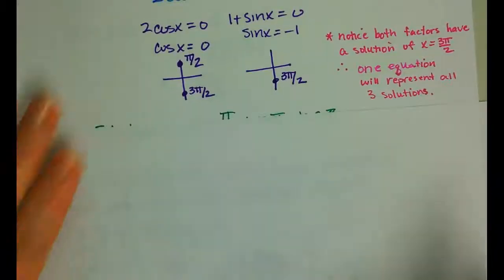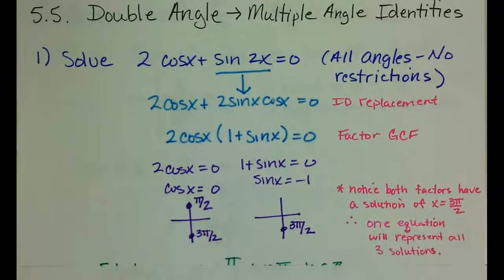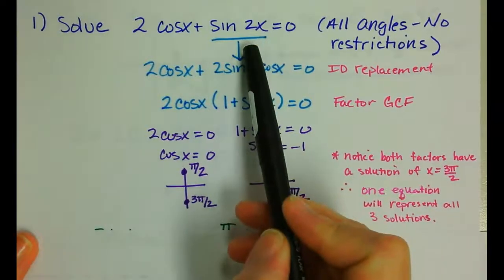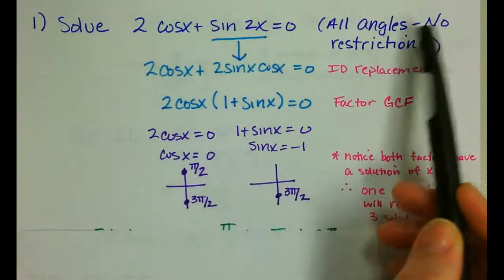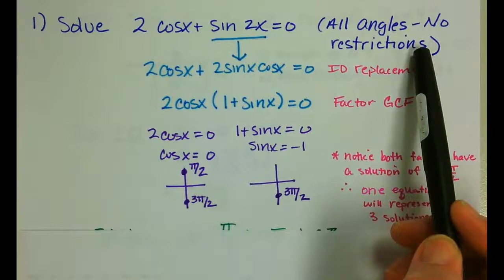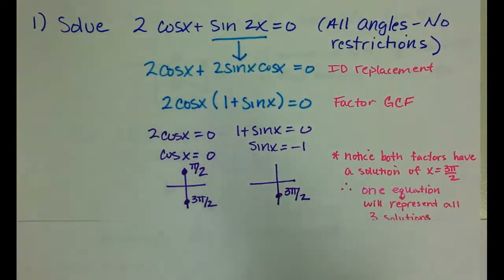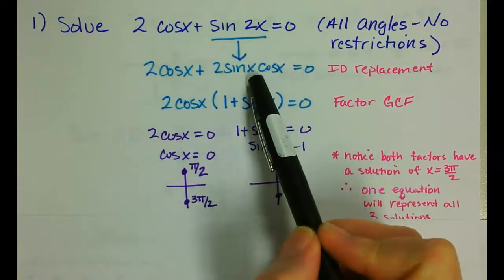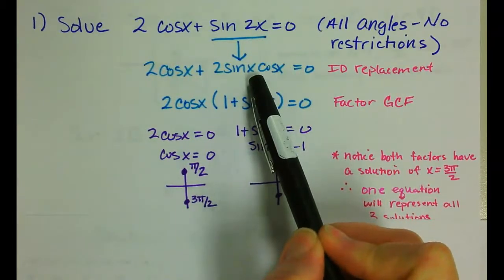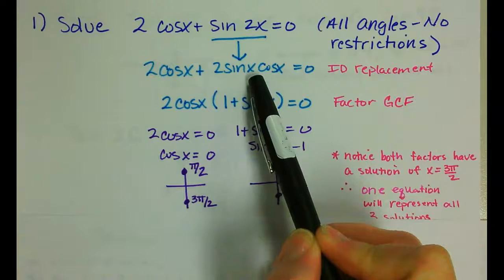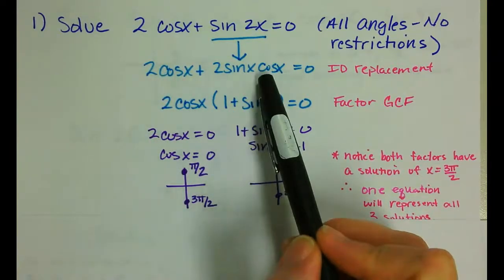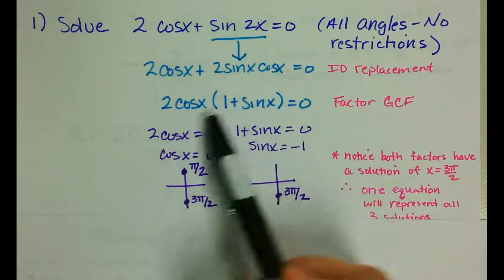So let's talk about problem 1. On problem 1, this is solving 2 cosine x plus sine 2x equals 0. It is all angles, no restrictions, so that tells us that we need an equation for an answer. And so we're going to use the identity. So here's sine 2x. I'm going to replace that with 2 sine x cosine x. And then I'm looking at what I have once I replace it, and I have something here, a plus sign, something here, so I can factor out the greatest common factor.